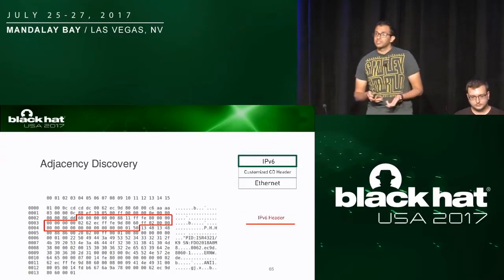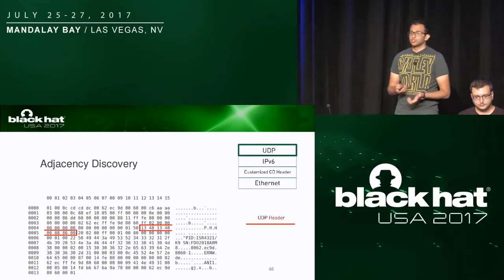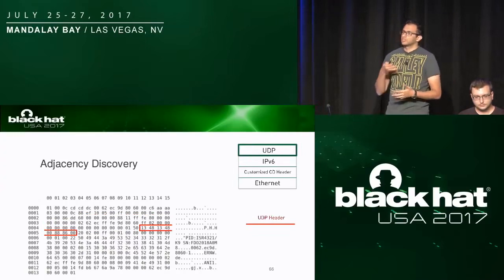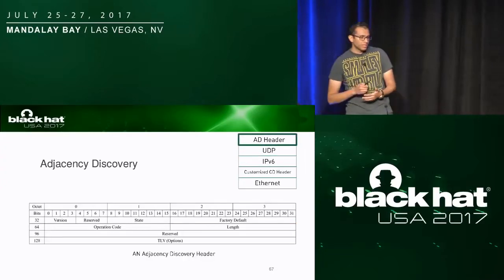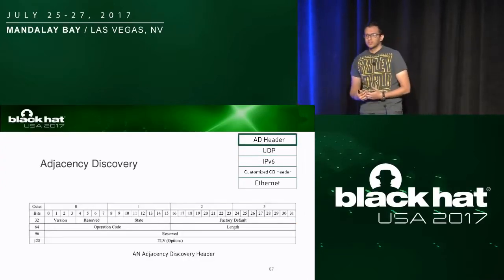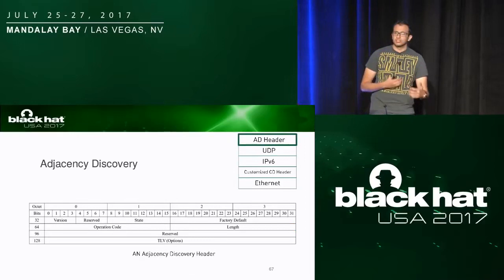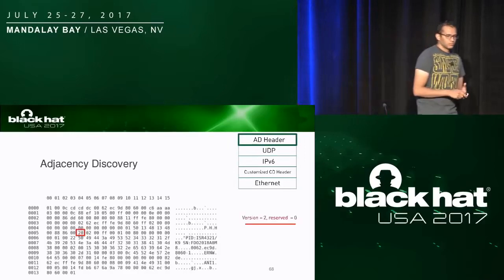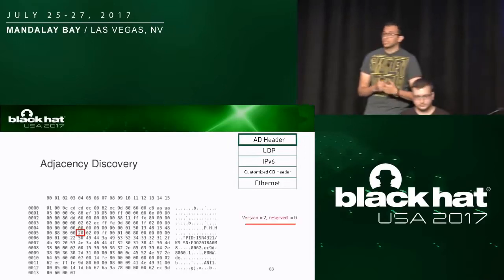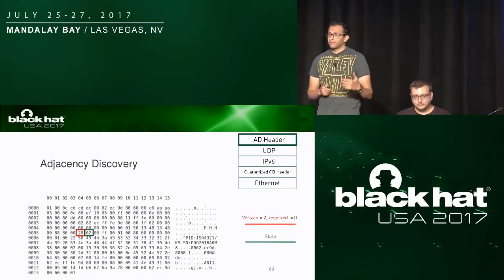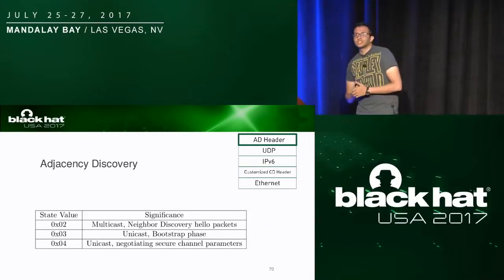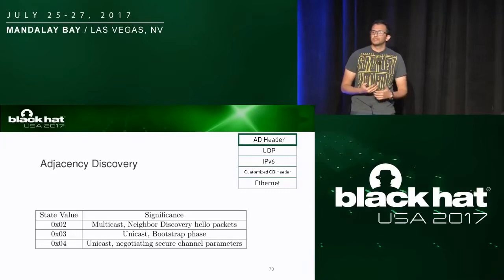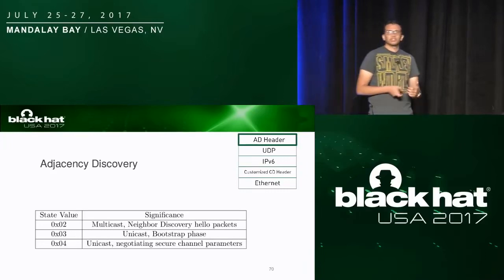After that, we have the IPv6 UDP service, and comes the question of how to analyze the adjacency discovery. Well, we believe it can also be analyzed based on the same header, but with different TLVs and different values. So same idea. Here the version is 2 instead of 1. And for the available states, we have multiple here: either we are just beginning the adjacency discovery, or we are issuing the certificate, or we are even negotiating about the secure channel.